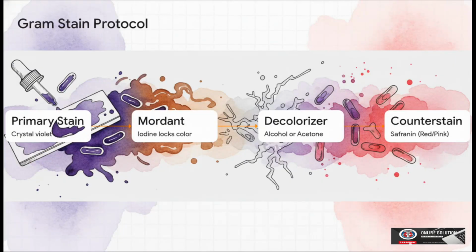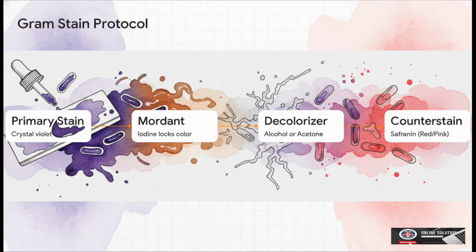So, how do we see them so clearly? Well, we use Christian Gram's brilliant 1884 technique. It's basically a 4-step recipe. First, we apply the primary stain, crystal violet. Next, iodine acts as a mordant to really lock that color in. Step 3 is the critical decolorizer, using alcohol or acetone. And finally, we apply a counterstain, like safranin.